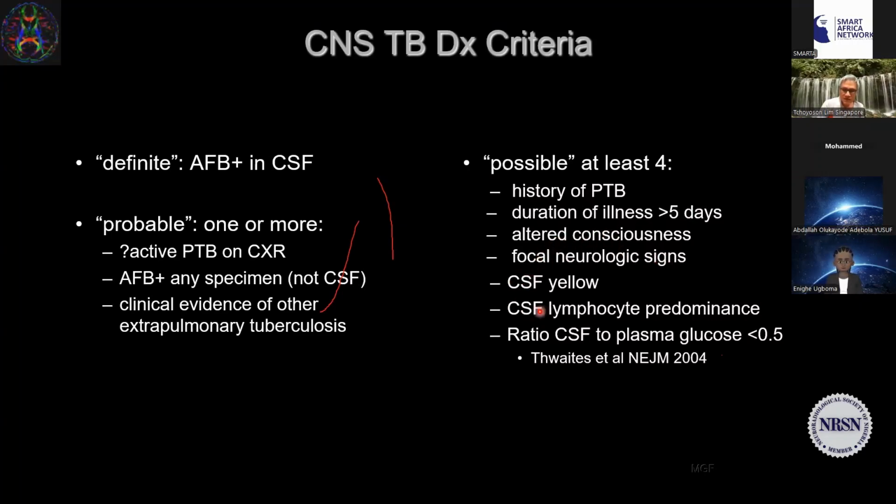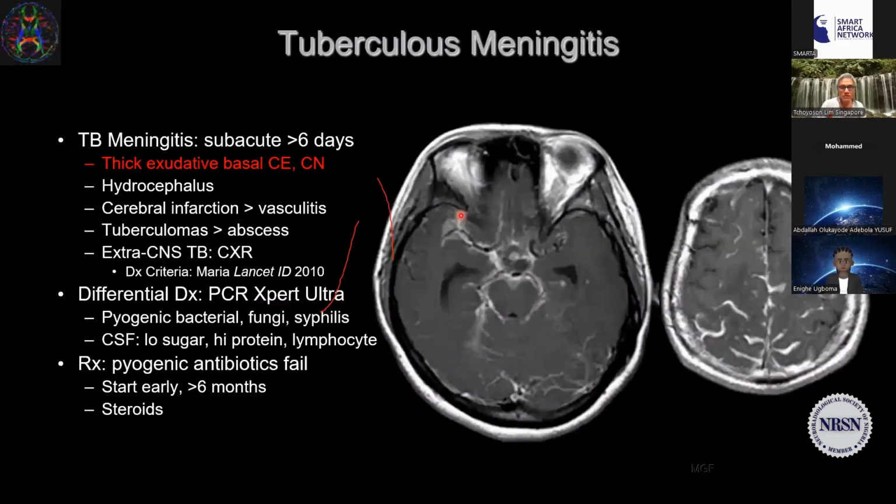If we have CSF, and the CSF is yellow instead of clear, has lymphocyte predominance, and has a ratio of glucose in the CSF to plasma that is very low, then we should suspect TB meningitis as a cause of the leptomeningeal contrast enhancement. So that's the clinical TB diagnostic criteria.